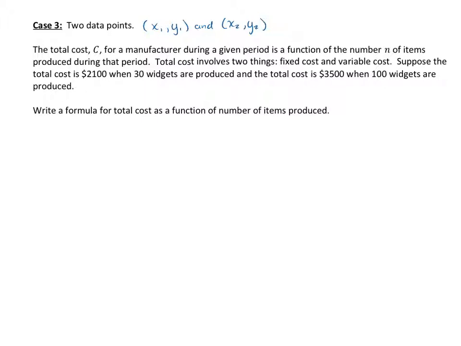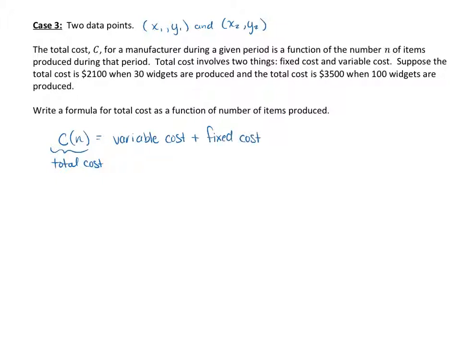So let's begin. We're told that the total cost for manufacturing during a given period, we're calling that C, is a function of the number of items, and we're calling that N, being produced during that period. We're told that the total cost involves 2 things, fixed costs and variable costs. So if C is total cost, we know that it involves variable costs. To find our total cost, we take our variable costs and we add our fixed costs.